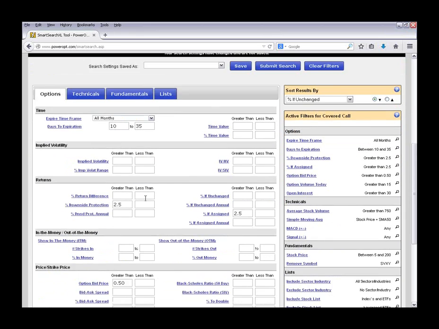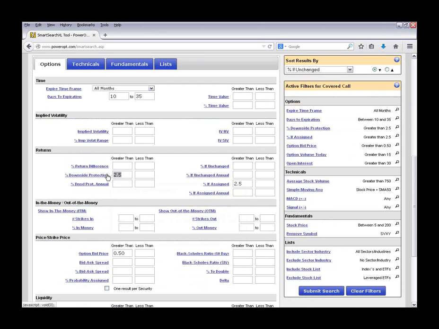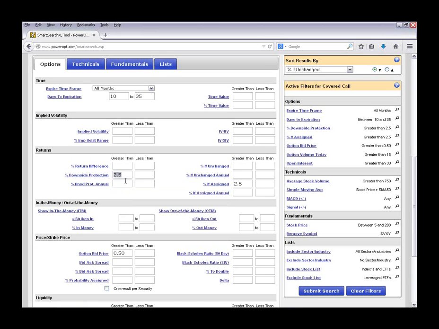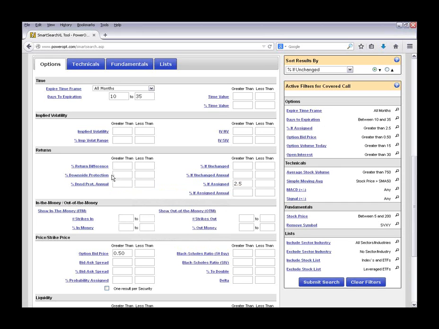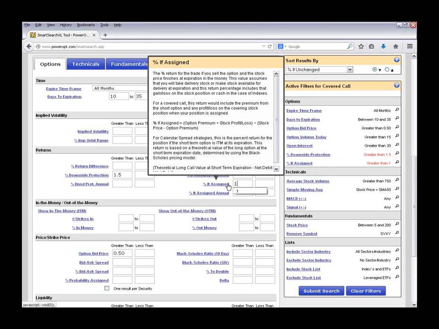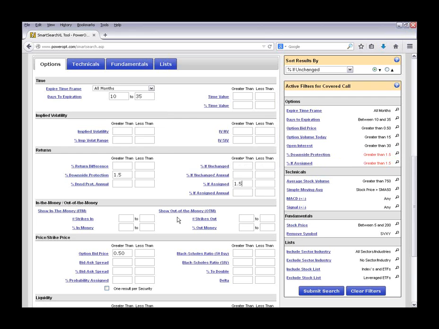And when we're looking for ETF positions, we've got to take into account that things such as the cubes, SPY, IWM, the Russell 2000 ETF, and DIA are going to have much lower returns, much lower premiums because they're less volatile, which leads to a lower downside protection and a lower % return if assigned. Let's take this down now. When looking for ETFs or dividend-paying stocks, you're going to have to be conscious of lowering that downside protection expectation, the % return if unchanged, and the % return if assigned, because they have much lower volatility.